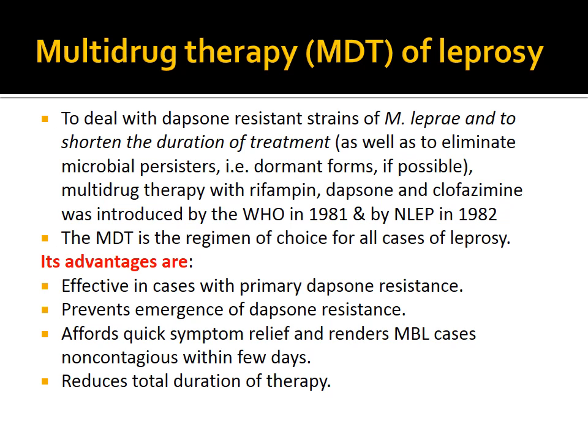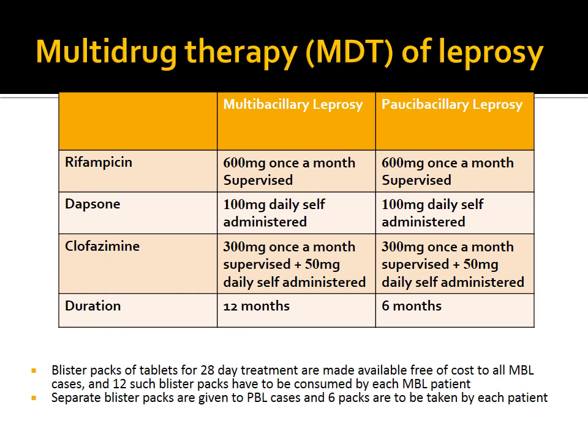As I already told you previously, it was 5 years, then 3 years, then 2 years, and now we have only a 1 year therapy. 1 year for multibacillary and 6 months for paucibacillary, which we'll see in the next slide. So these are the 4 advantages of multi-drug therapy. So this is the most important slide of this lecture.